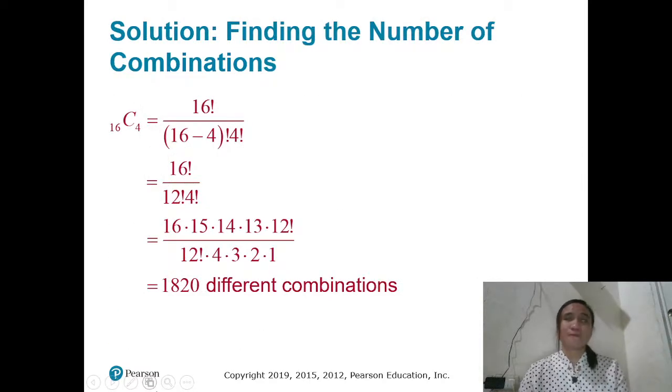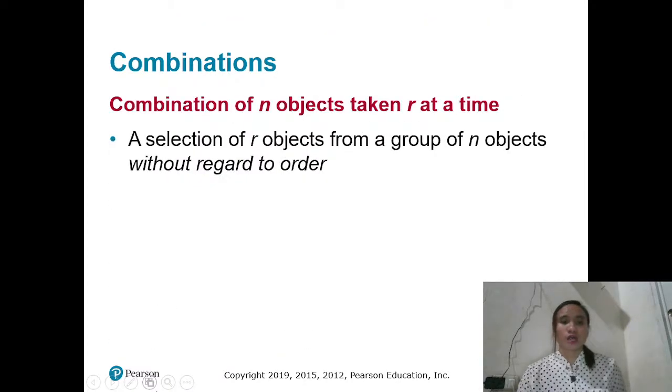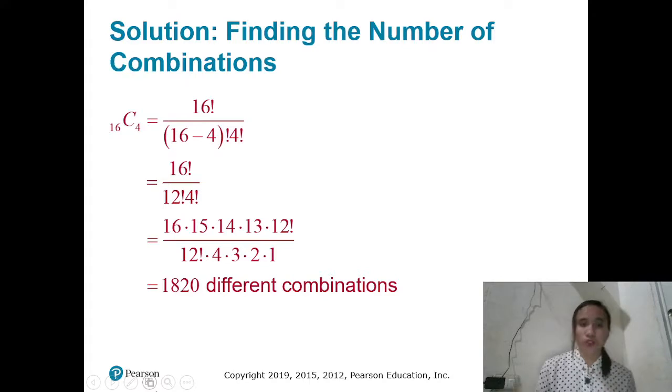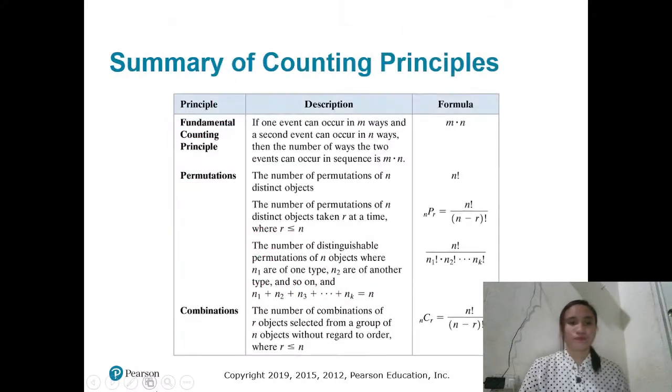So the formula for the combination of n objects taken r at a time is equal to 16 factorial over 16 minus 4 factorial times 4 factorial. Apply the combination formula. Then the total number of different combinations is 1820.